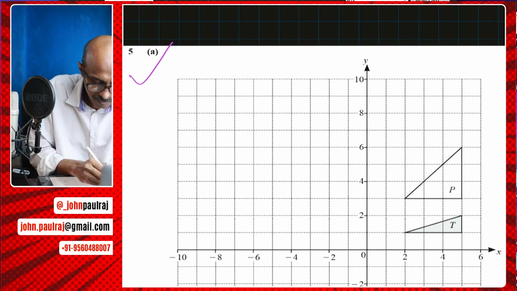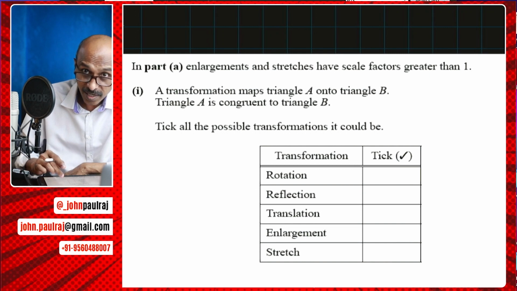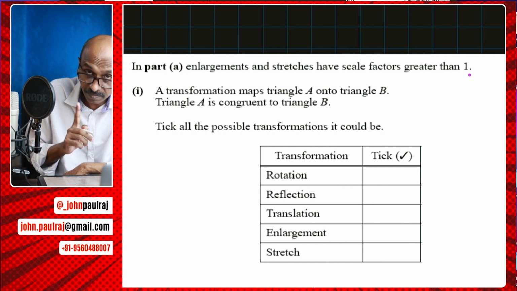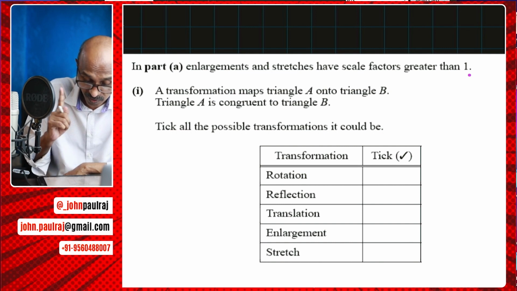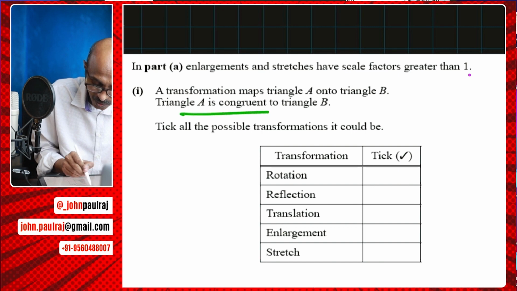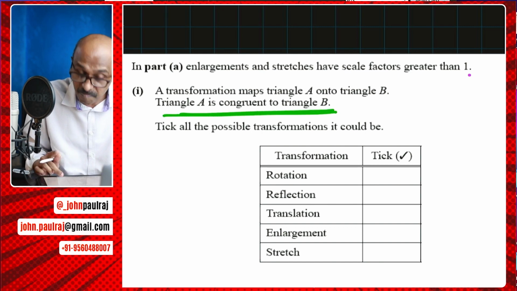there's another kind of question that's come recently. Watch this. This is 21. Have you seen a question like this? With words, they said in part A, enlargements and stretches have scale factors greater than 1. A transformation maps triangle A to triangle B. Triangle A is congruent to triangle B. That's all that's given to you. When triangle A is congruent to triangle B, it says tick all possible transformations it could be.